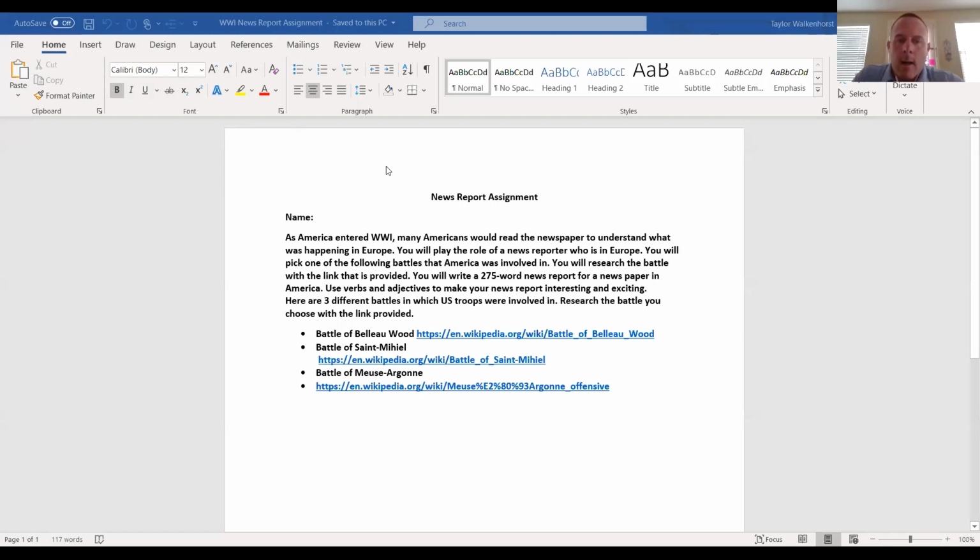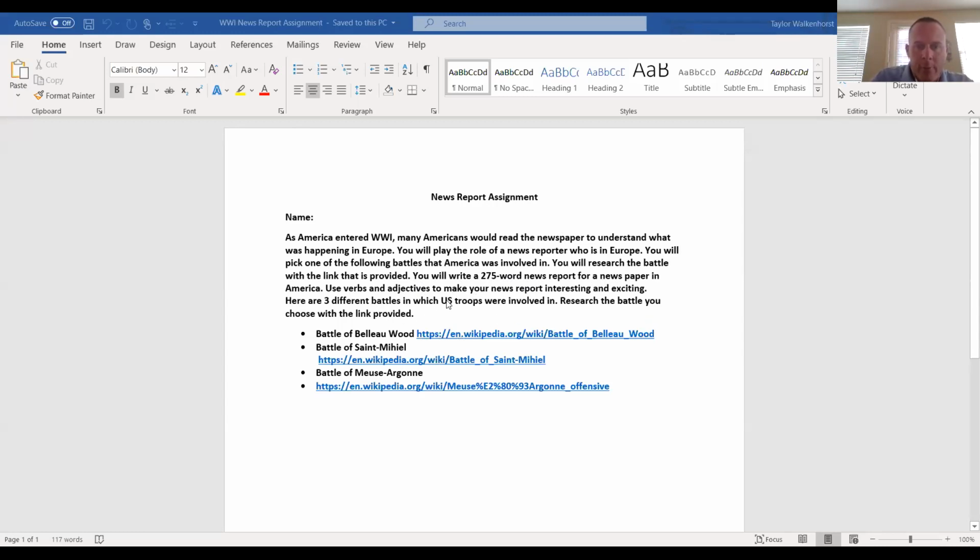As America entered World War I, many Americans would read the newspaper to understand what was happening in Europe. You will play the role of a newspaper reporter who is in Europe. You will pick one of the following battles that America was involved in. You will research the battle with the link that is provided. Okay, so there's 3 battles right here with links where you can research the battle. You will write a 275-word news report for a newspaper in America. Use verbs and adjectives to make your news report interesting and exciting.